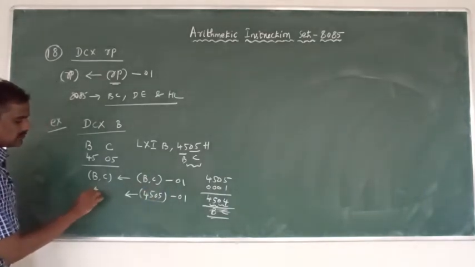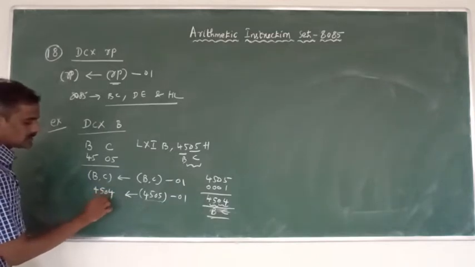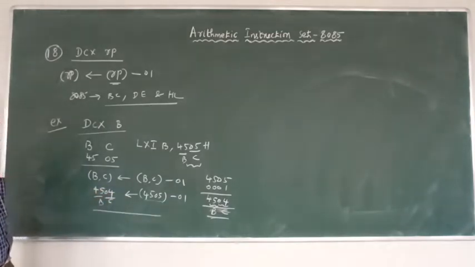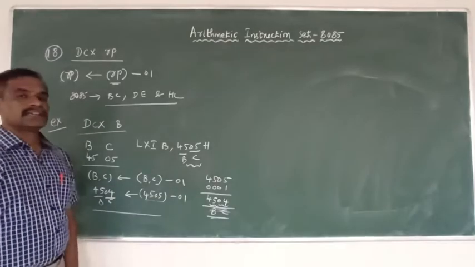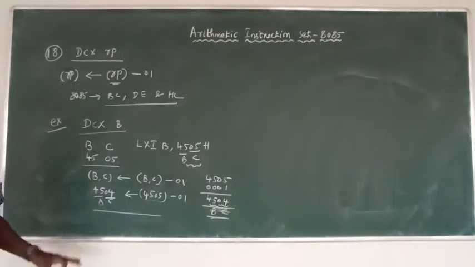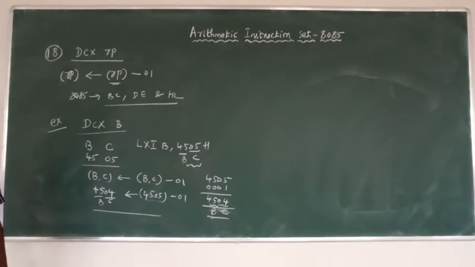Now 4504. This is for C register and this is for B register. This is the operation of decrementing the register pair content single times. To decrement the register pair content single times.